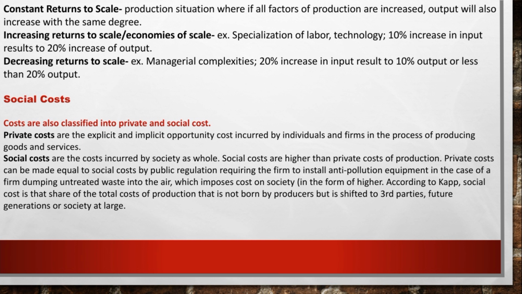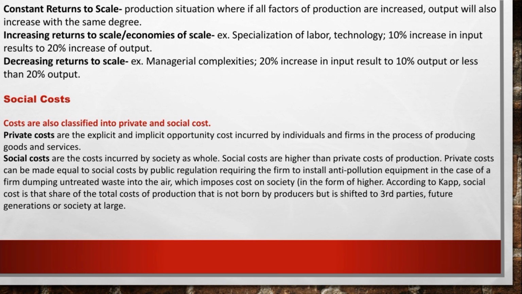Social costs. Costs are also classified into private and social costs. Private costs are the explicit and implicit opportunity costs incurred by individuals and firms in the process of producing goods and services. Social costs are the costs incurred by society as a whole. Social costs are higher than private costs of production.